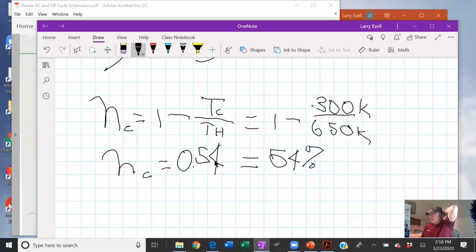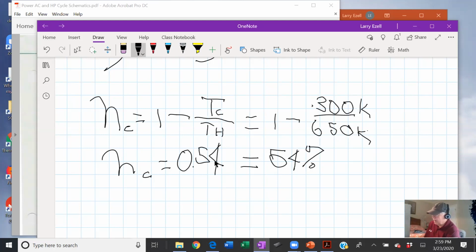So if somebody is selling you a new power plant system and they tell you they're going to operate between 650 and 300 Kelvin, and they're going to guarantee you a 60% efficiency, then you would call them a liar. You wouldn't pay them any money. What if they said 54%? Well, that's possible. That would be what we would call a reversible process. If the efficiency were 54%, that is a reversible process.